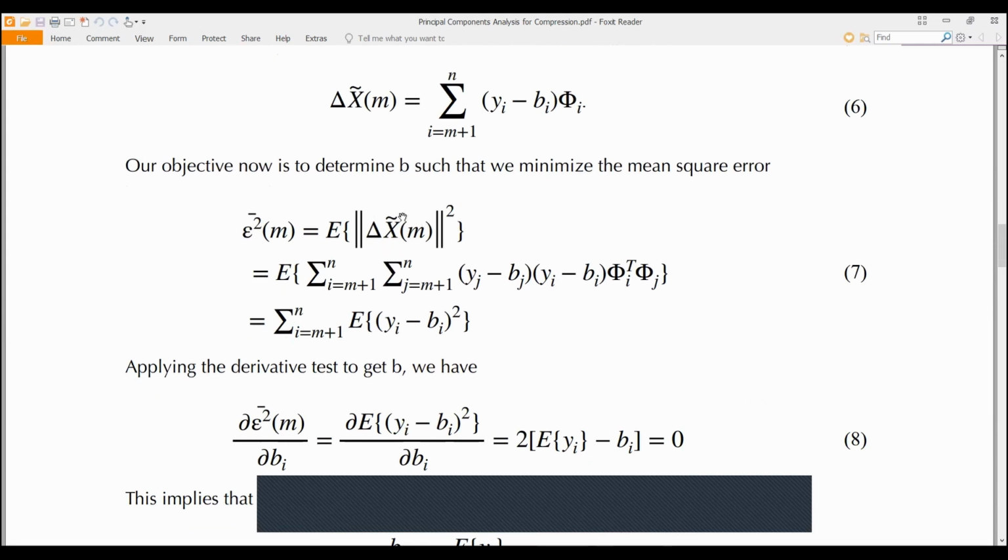Or if we write this out, okay, it would be, since square to, no? This will be the expectation of the summation of i equals m plus 1 to n, summation of j equals m plus 1 to n, (y_i minus b_i) phi... teka, tama ba? Tama. (y_j minus b_j) and (y_i minus b_i), and phi sub i transpose times phi sub j. Okay?